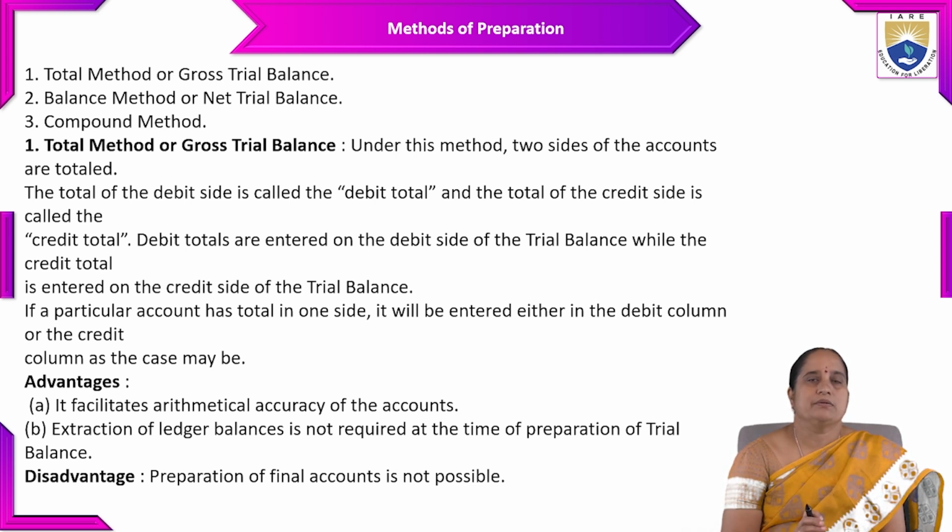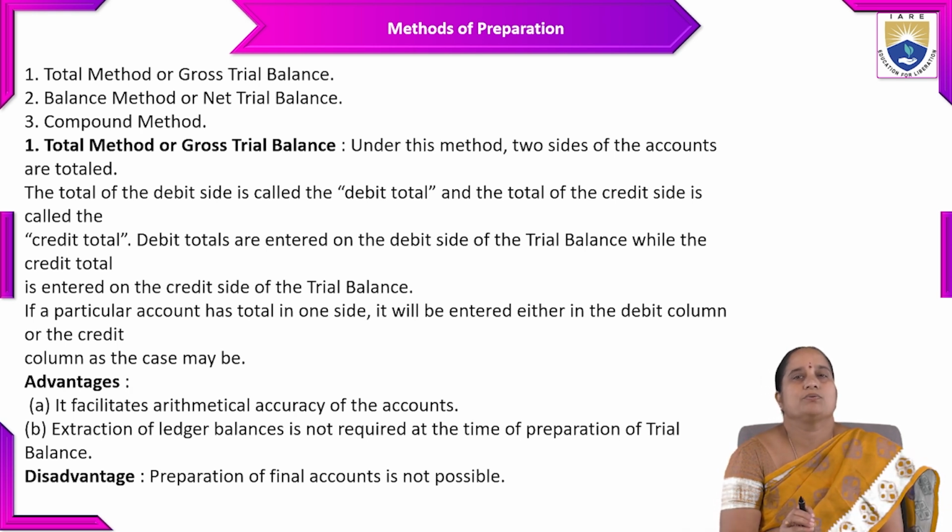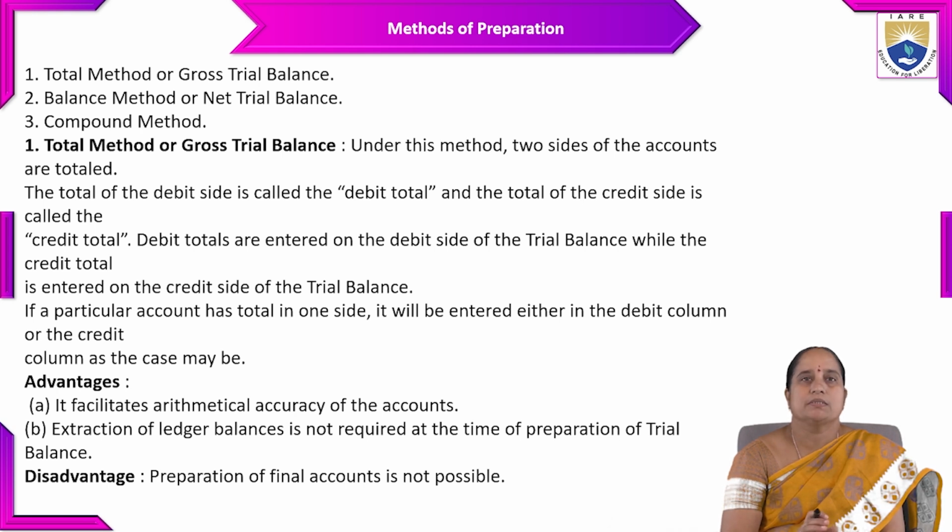Then coming to the methods of preparation, we have three methods. The first one is the total method or gross trial balance. Second, the balance method or net trial balance. And third, the compound method. Coming to the total method or gross trial balance, under this method the two sides of the accounts are totaled. The total of the debit side is called the debit total and the total of the credit side is called the credit total. Debit totals are entered on the debit side of the trial balance and credit totals are entered on the credit side. So if a particular account has a total on one side, it will be entered either in the debit column or the credit column as the case may be.